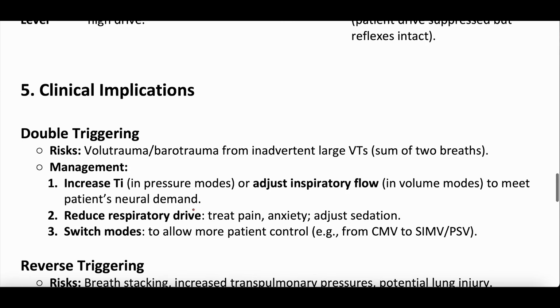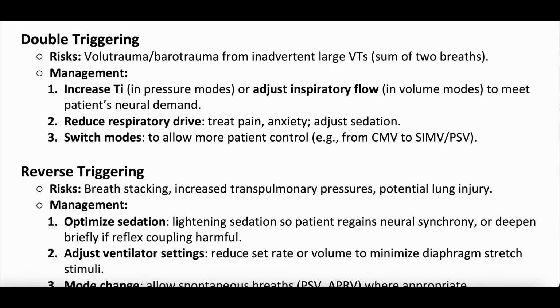So let's get into the clinical implications then. So the big risks here are very similar. Double triggering risks things like volume trauma and barotrauma, because you're getting these huge tidal volumes because it's the sum of those two breaths like we talked about. The way to manage it is increase the inspiratory time, increase the I time, or adjust the inspiratory flow, give them more flow to meet the patient's needs. You can reduce the respiratory drive by treating pain, anxiety, adjust sedation. You don't want to start by making a patient into deep sedation. Try these other things first. Adjust the inspiratory time, flow.